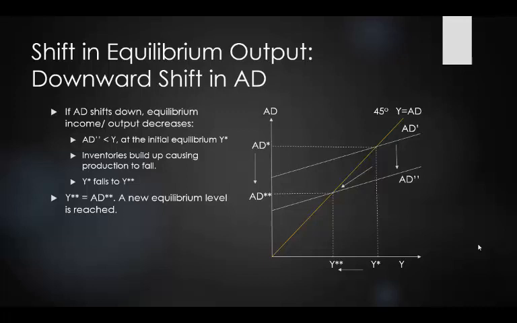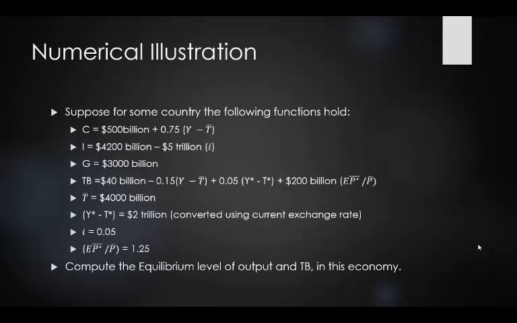So output falls until it gets to Y double star, at which point planned spending is now at AD double star and equal to the total level of output at Y double star. So the economy is back to equilibrium at a new lower level of output. Let us now turn to an algebraic analysis of the model.